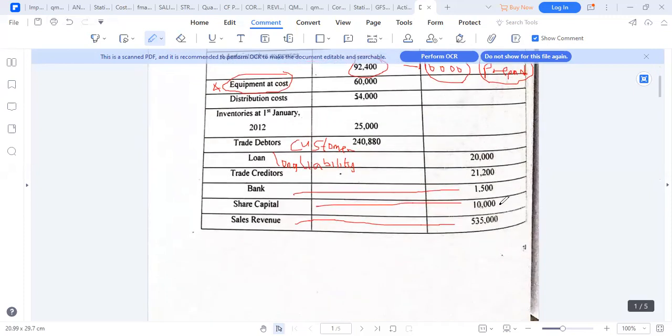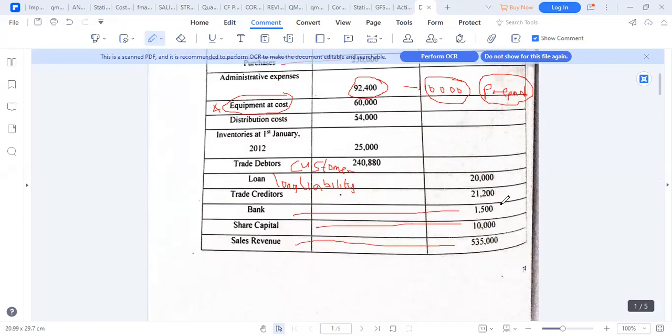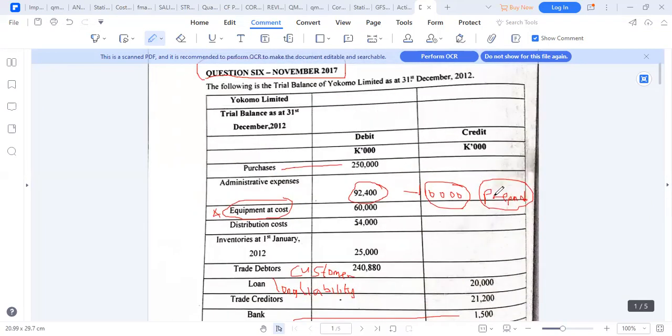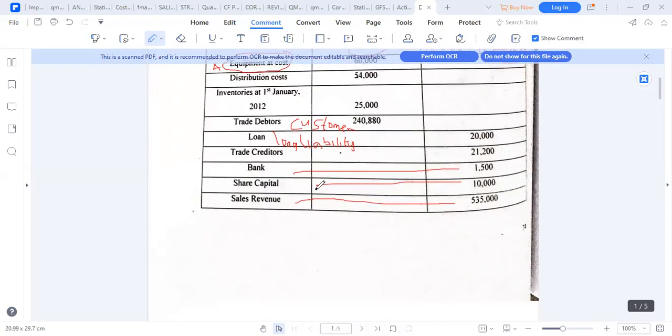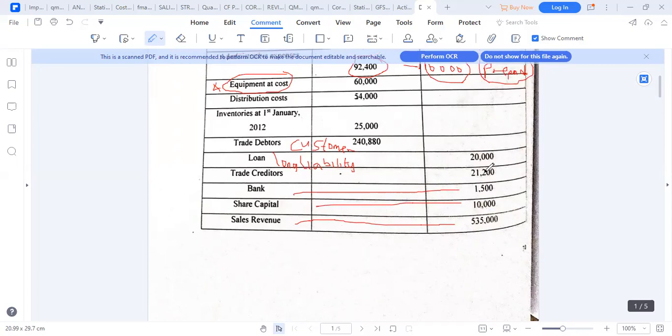The bank is on the credit side, so it's a liability. It's here on the credit. Have you seen it? This is the debit and the credit. So the bank is on the credit side. Is it not an asset? Come again? Is it not supposed to fall under credit? No. Maybe I'm confusing myself.